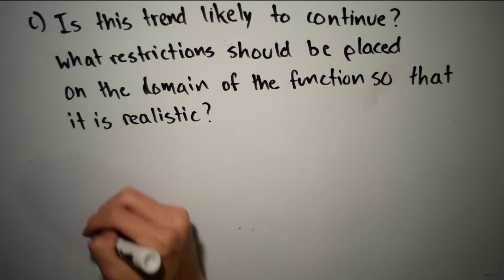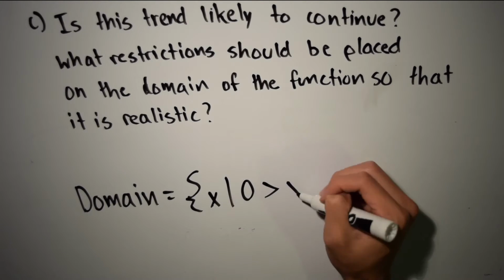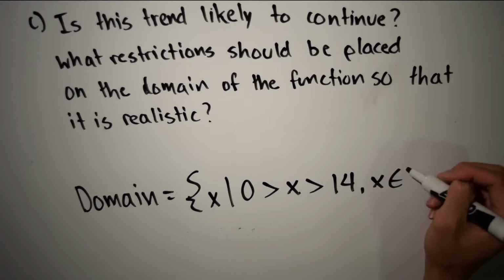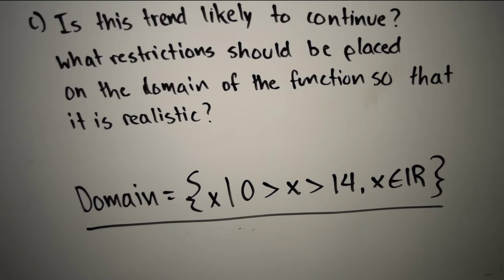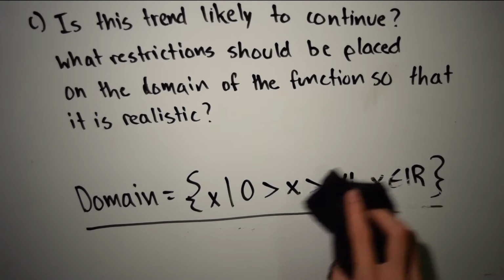Restrictions that should be placed on the domain of this function are x must be greater than 0 and less than 14. x cannot equal anything after that. This means that this function only models the data from 1990 to 2004, which restricts the profits from increasing forever, therefore making this function realistic.